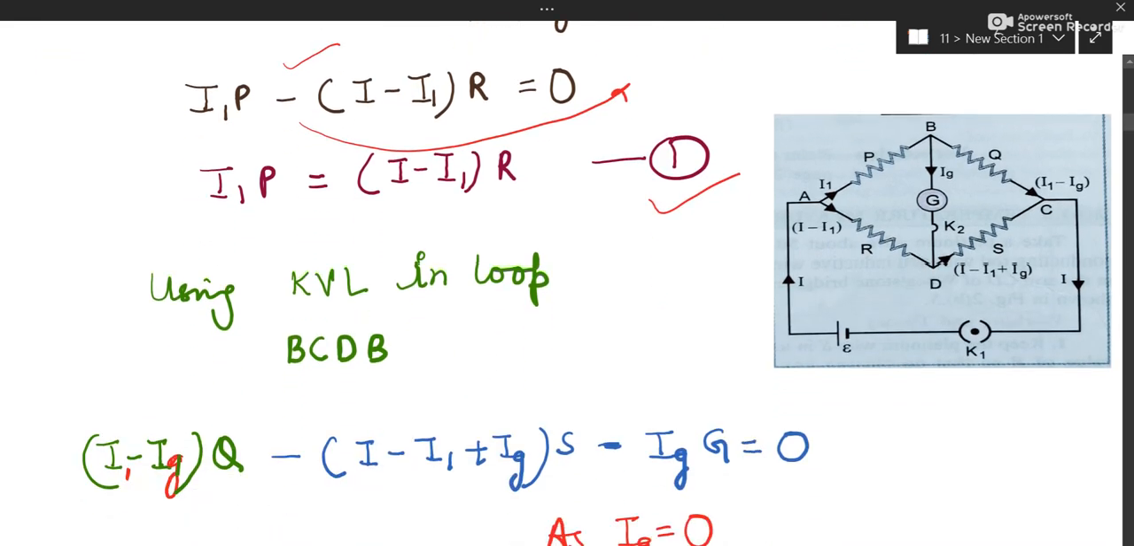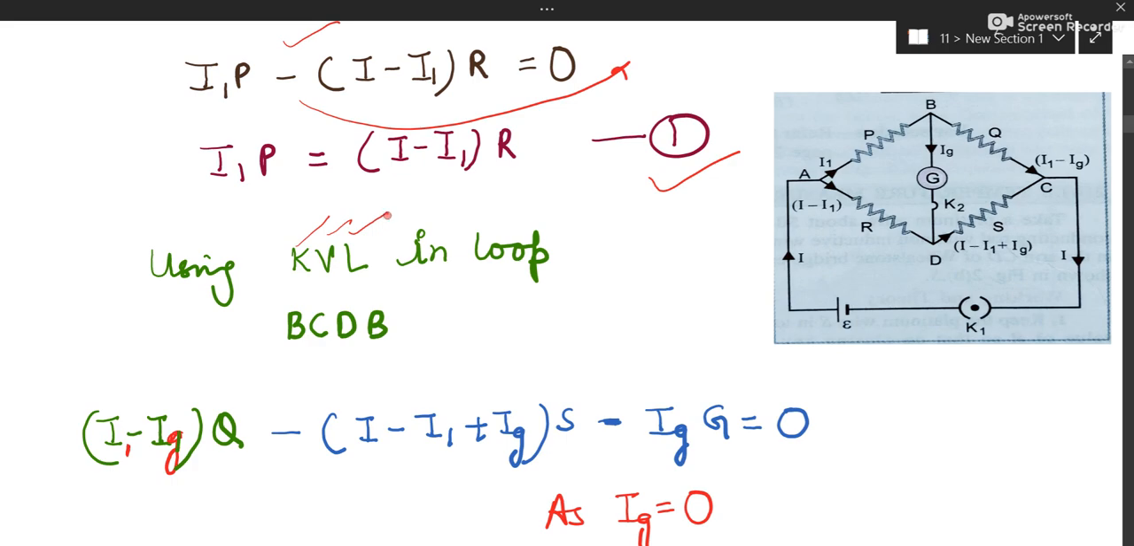Now you will apply the same Kirchhoff's voltage law in the other loop, second half. You can see I have named it as B, C, D, B. So first we'll go from B to C. My direction and current direction is same, so the term has to be positive. You can see current into resistance. We'll have to note down the voltage. Current in this arm is I1 minus Ig. And what is the resistance? Resistance Q. Now C to D.